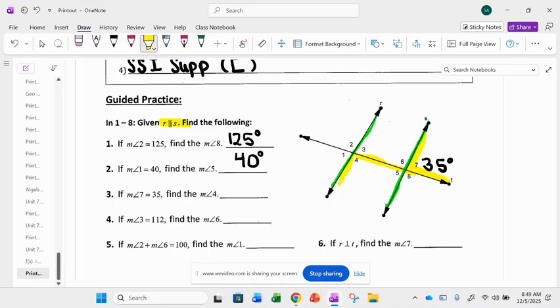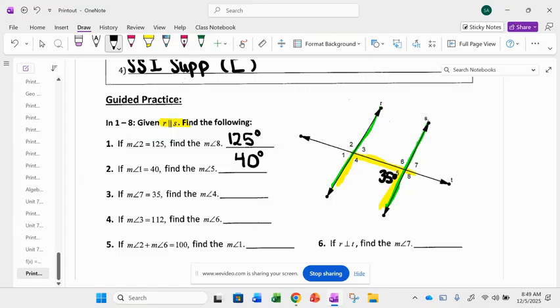So now we have to sort of extend our knowledge and play around with things a little bit. So this is 35 degrees. And now I'm not going to look at angle 4 and angle 7 anymore. Now I'm going to look at angle 4 and angle 5. Angle 4 and angle 5 make what kinds of angles? The supplements, right? The C. SSI. Excellent.